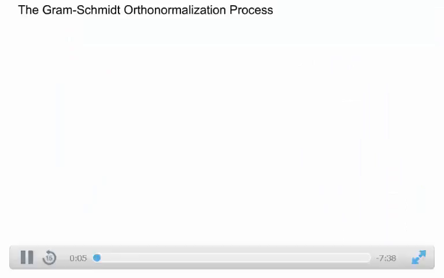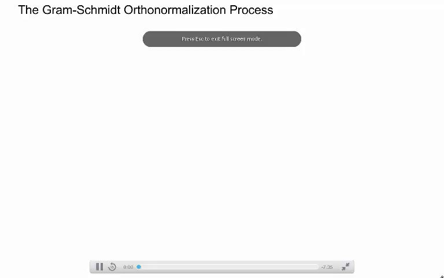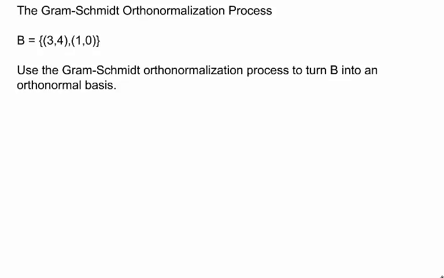In this video, we're going to talk about how to use the Gram-Schmidt orthonormalization process. Suppose we're given a basis B. Let's use the Gram-Schmidt orthonormalization process to turn B into an orthonormal basis. Let W sub 1 be equal to V sub 1, which is equal to our first vector, 3, 4.